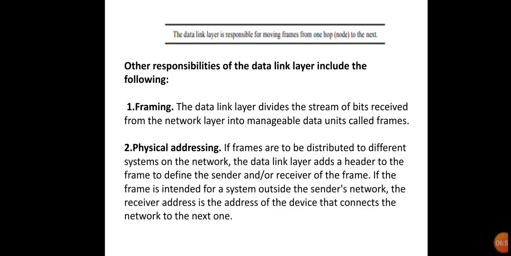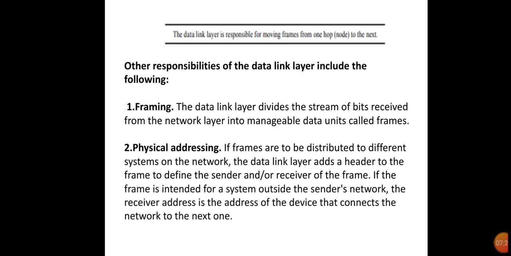The data link layer is entirely responsible for moving frames from one hop, that is node, to the next node. Other responsibilities of the data link layer. First one is framing. The data link layer divides the stream of bits received from the network layer into manageable data units called frames. Physical addressing.